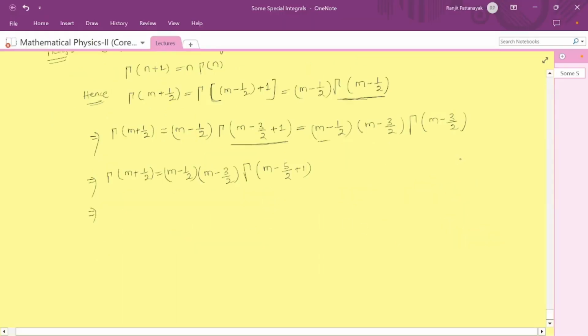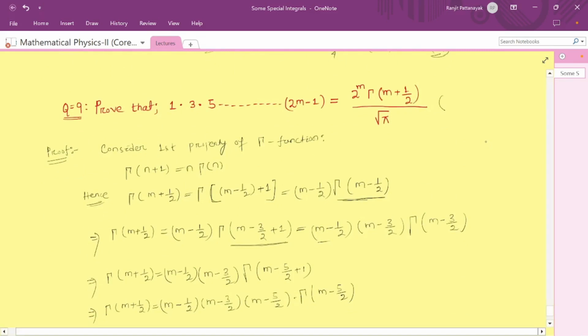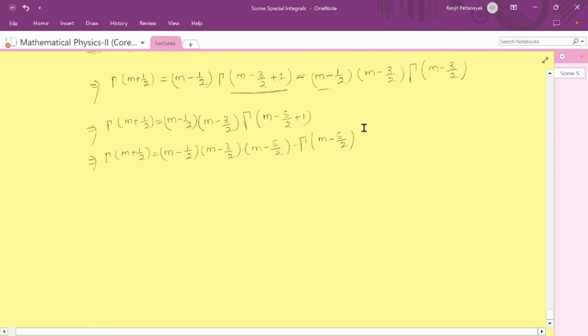That implies gamma m plus 1 by 2 will be written as m minus 1 by 2 into m minus 3 by 2 into m minus 5 by 2 into gamma m minus 5 by 2. So here m is an integer. I'm going to write here in the question: here m is an integer. Okay, if it is so, then what will the last term be?